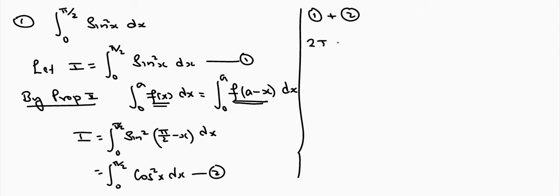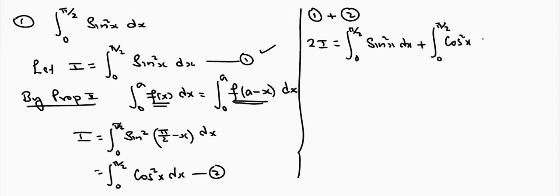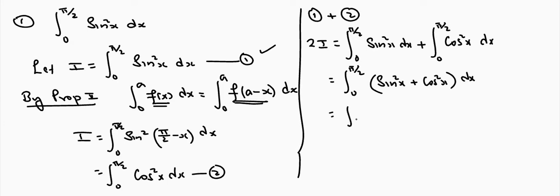Just we add 1 and 2, that is 1 plus 2. 2I equals 0 to pi by 2, the first integral is 0 to pi by 2 sin square x dx, plus second one is 0 to pi by 2 cos square x dx, which is equal to integral 0 to pi by 2, we get sin square x plus cos square x whole dx. Sin square theta plus cos square theta is 1, then we get 0 to pi by 2 1 dx.